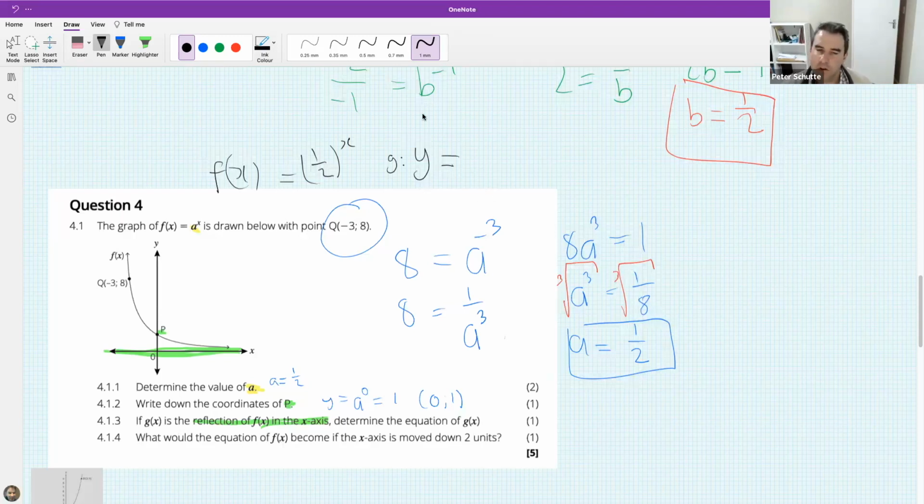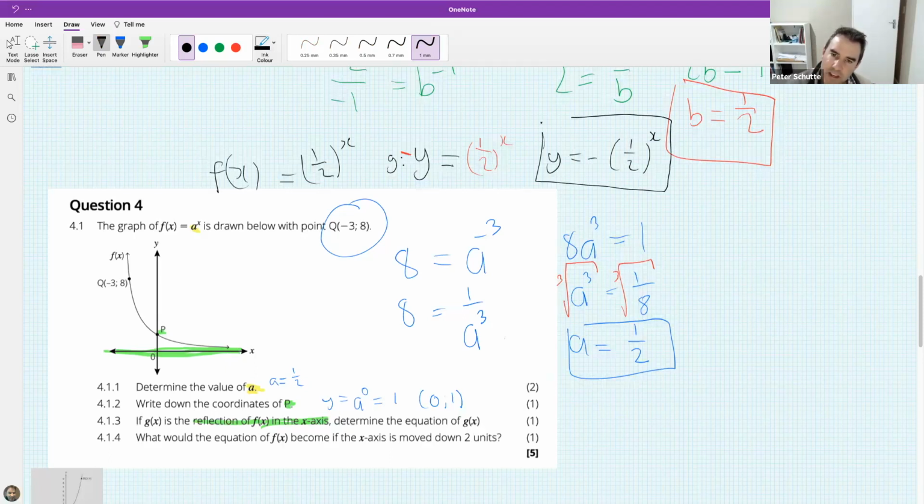So if you reflect over the x-axis, the rule that I was remembering was that you change the sign in front of the opposite variable. So there'd be a negative y equals, what was the f of x, still a half to the power of x. But we don't leave the negative y on this side. We bring the negative y to the other side, and we get y is equal to negative a half to the power of x.